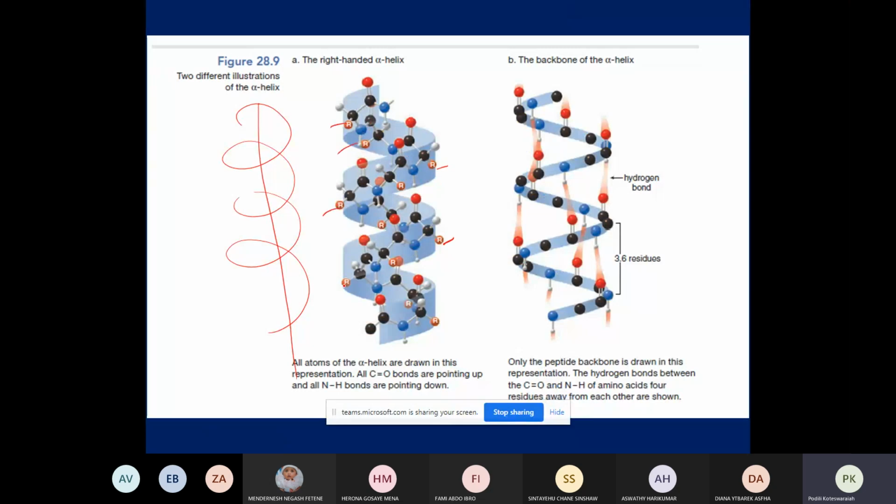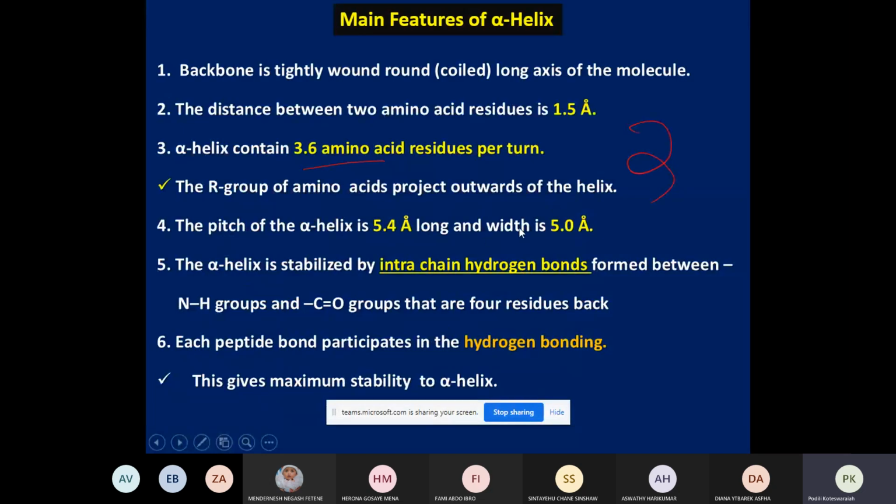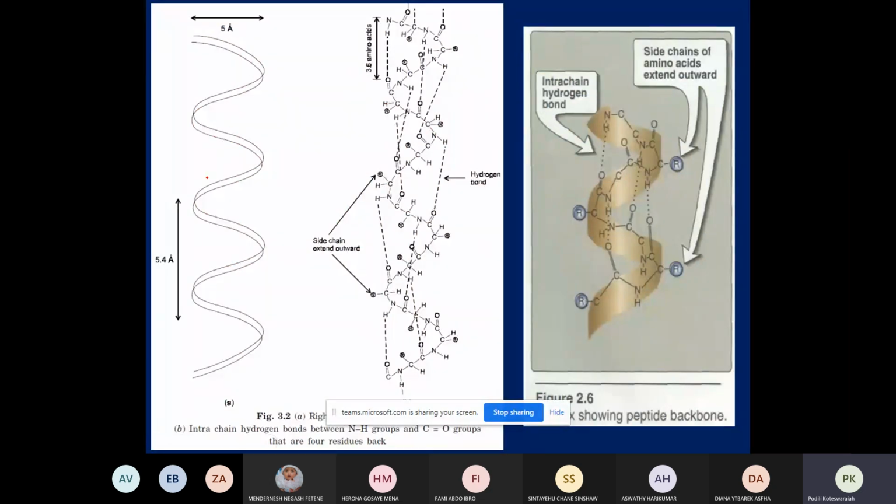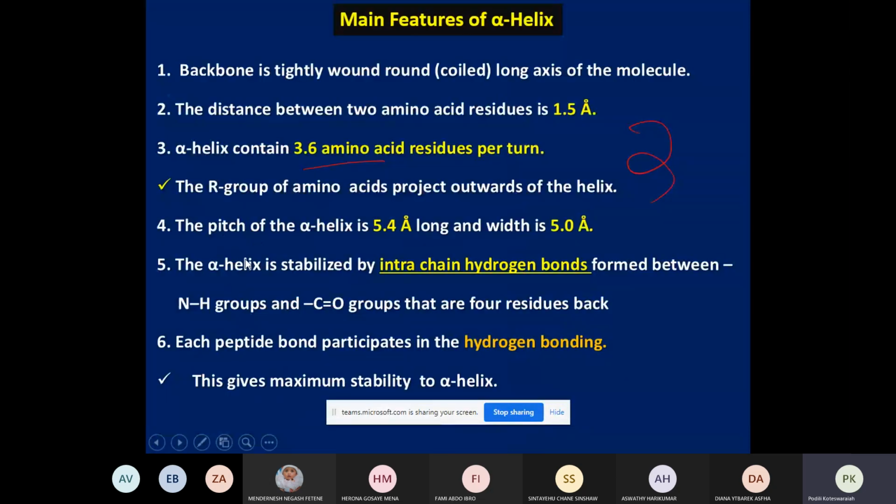You can also notice here that the R groups, the side chains, are always projected outwards, and the pitch of the alpha helix is 5.4 angstroms. The pitch is nothing but the distance between two equivalent points on the helix, and the pitch is 5.4 angstroms, and the width is 5 angstroms.